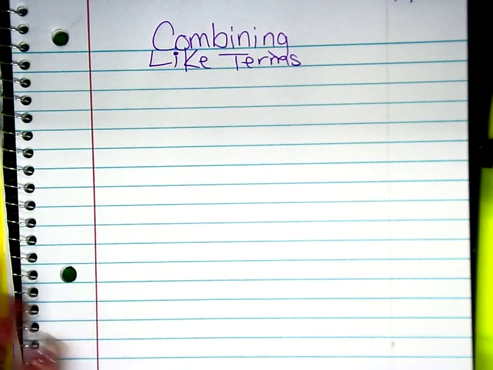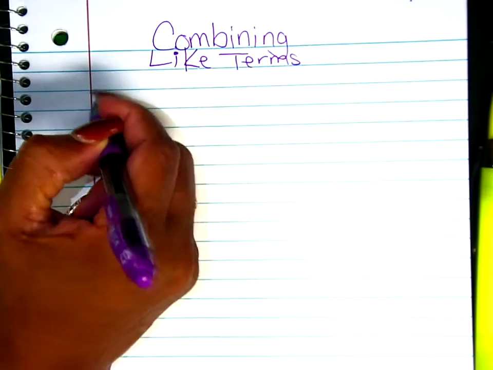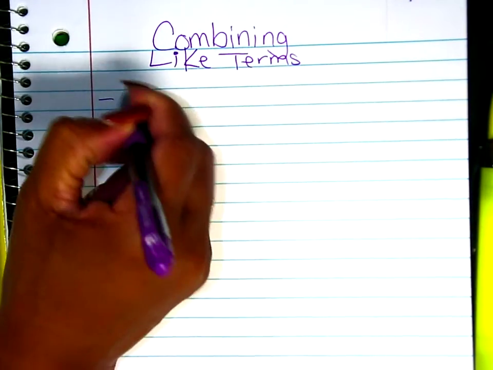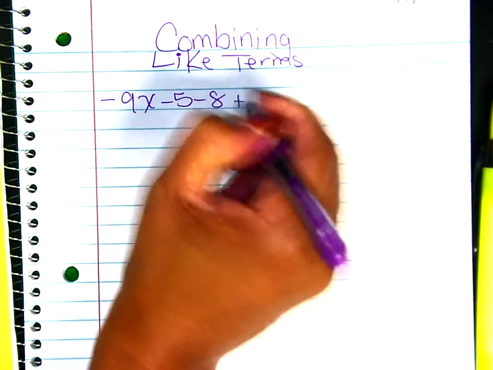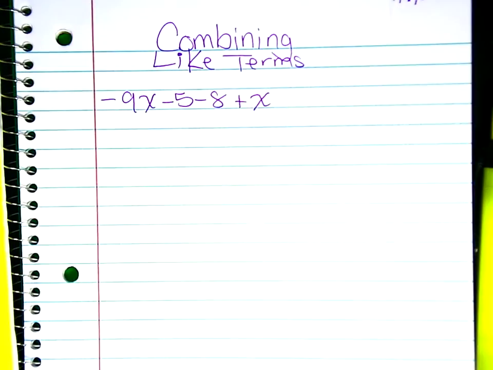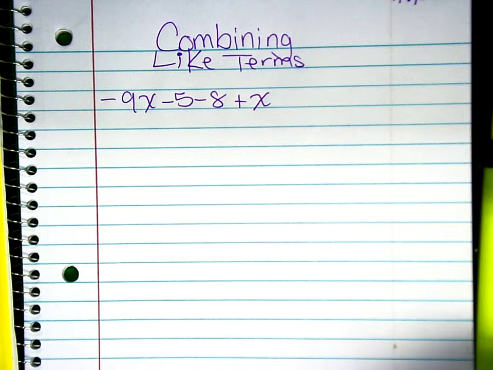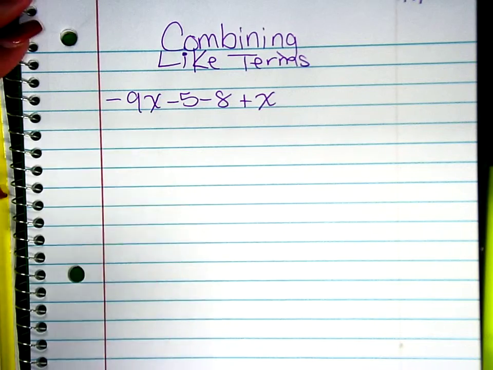Here we go. So let's do the first example. I'm going to write negative 9x minus 5 minus 8 plus x. The first thing you need to do is identify your like terms. Now, guys, you may want to pause the video so you can write down some of the things that I'm saying verbally.